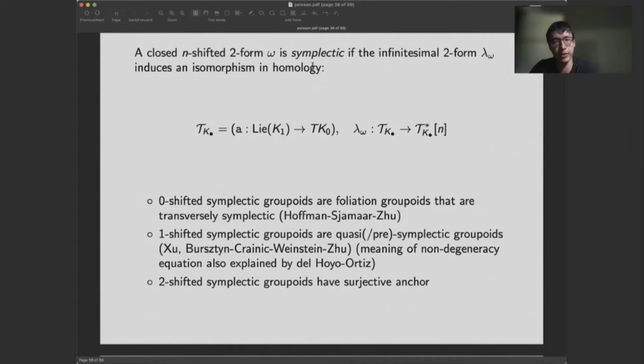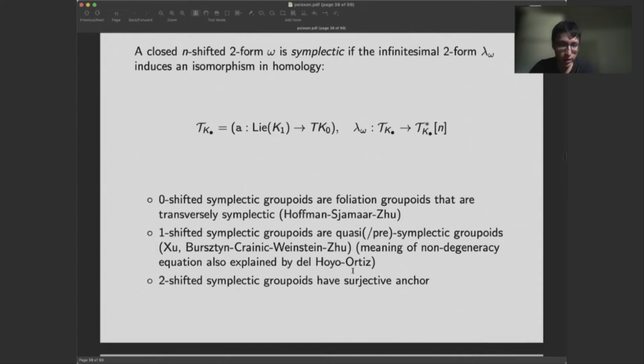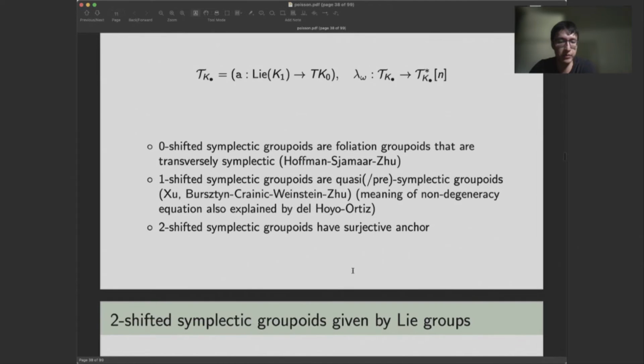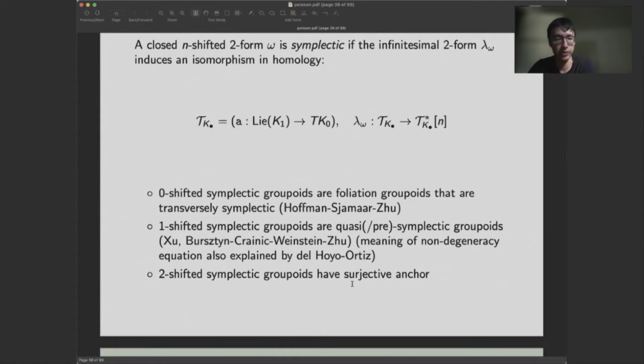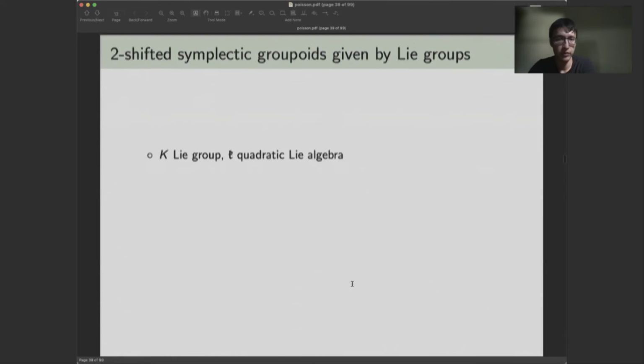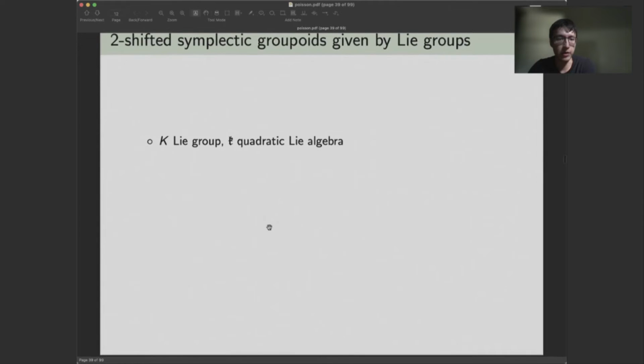In this case, the symplectic condition implies that the anchor has to be surjective. So actually, our targets are going to be Lie groups for the most part of the talk. And this is our main family of examples of two-shifted symplectic groupoids.